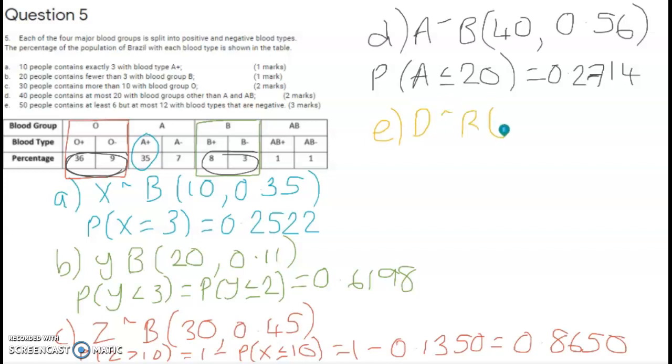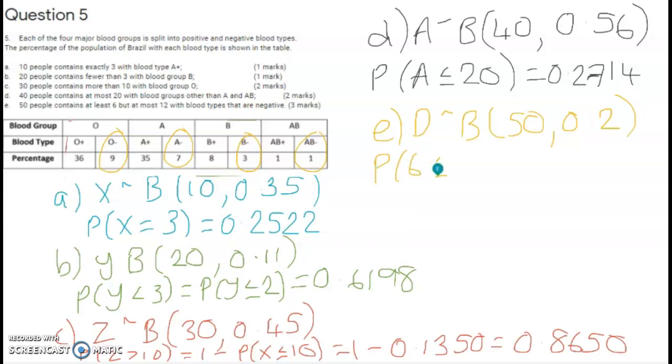It's binomially distributed. This time my n is 50. And blood groups that are negative, I'm going to clear a bit of the screen here so I can see a bit better what I'm taking. So my negatives are these 4 added together. 9 and 7 and 3 and 1. I believe that gives me 20%, so 0.2. And it's asking me for the probability that it is at least 6, but at most 12.